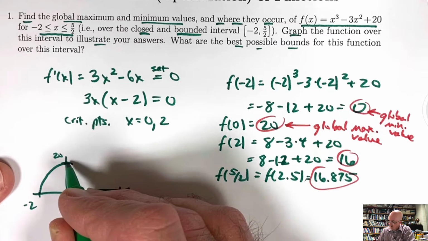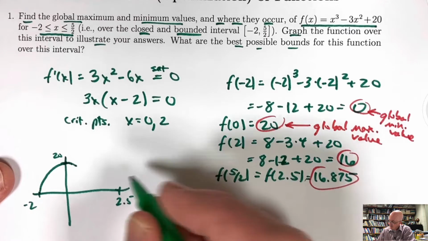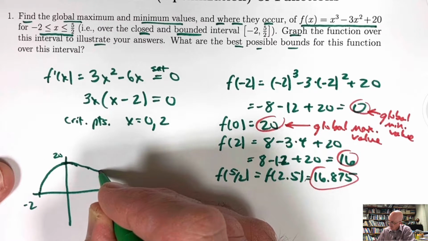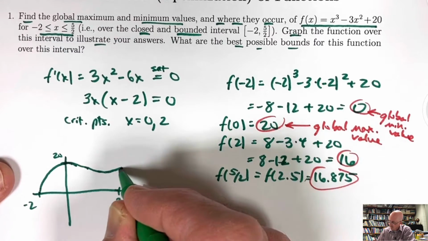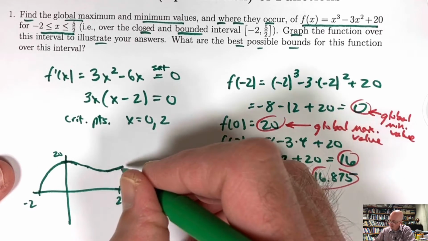So the graph will have to look like this. And we know with cubics, they're going to come back up again. F of 2 is not much lower than 20, it's 16. And F of 2.5 is slightly higher at 16.875. So over this interval, the graph looks like this. If you kept graphing it further, you'd go up this way.